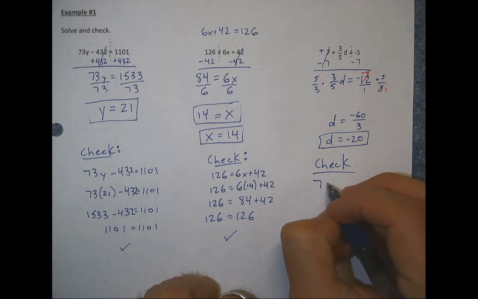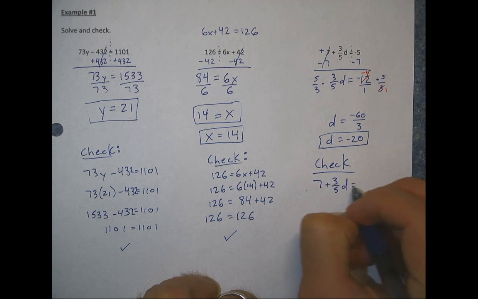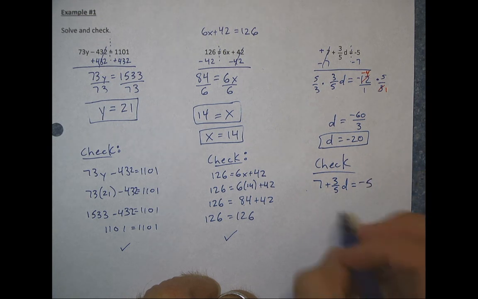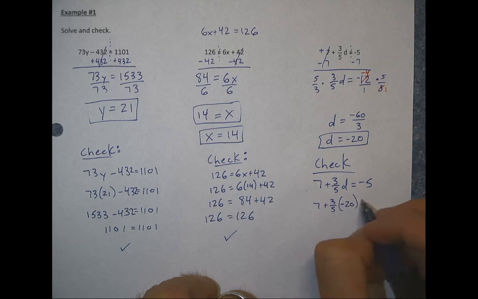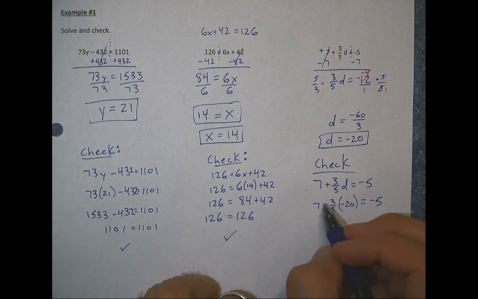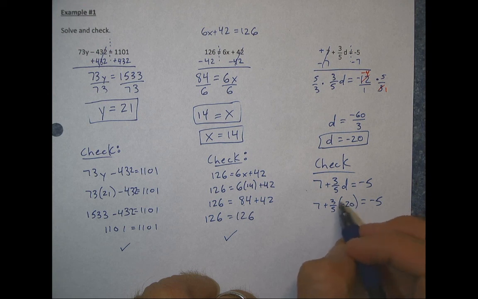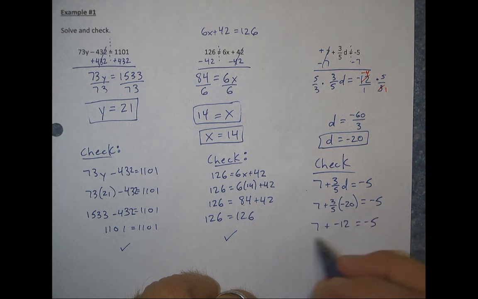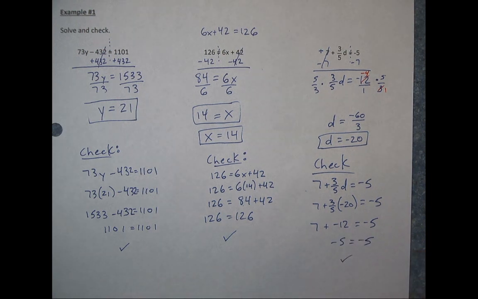So rewrite the original. First step, plug in. So D becomes negative 20. You again can do this in your calculator. Use the fraction key, 3/5 times negative 20. Get you the answer. You could also do 3 divided by 5 and get the decimal version, 0.6, times it by negative 20. Okay, and when I do that multiplication, I'm going to get negative 12. And 7 plus negative 12 is negative 5. And it works. Okay, so that's running through the basics of how do we just solve a two-step equation.